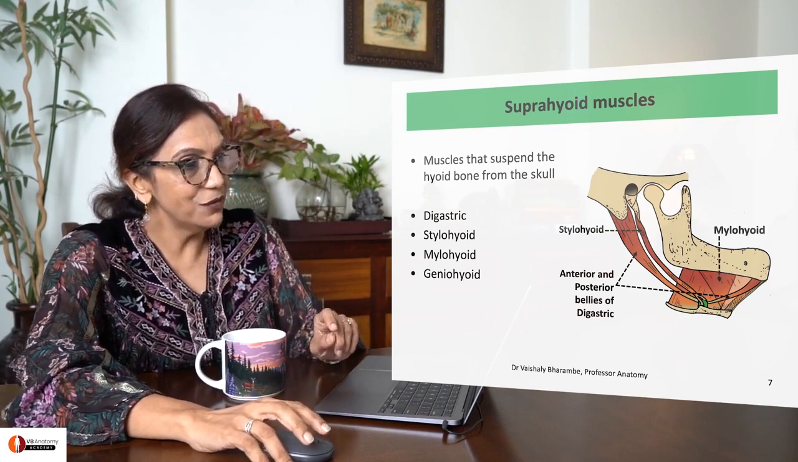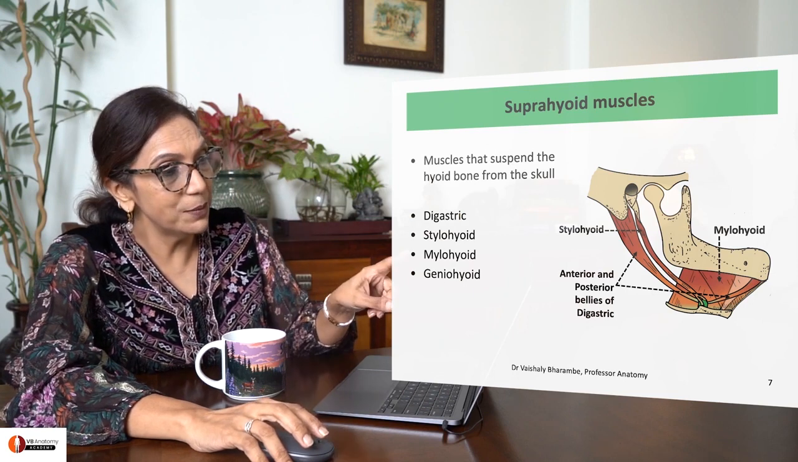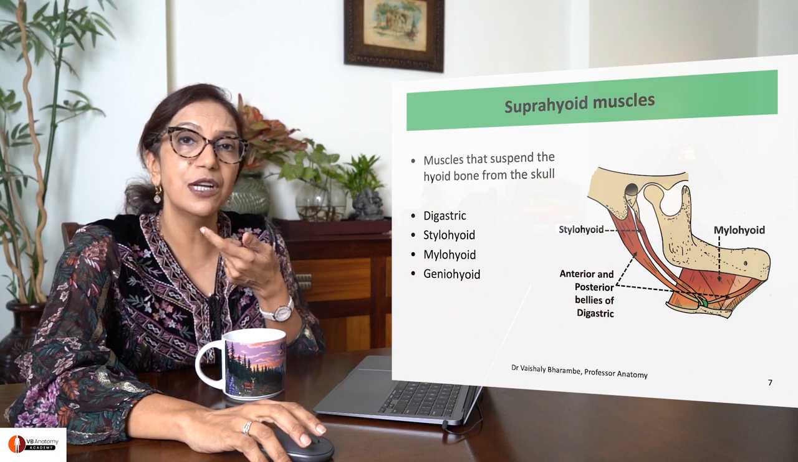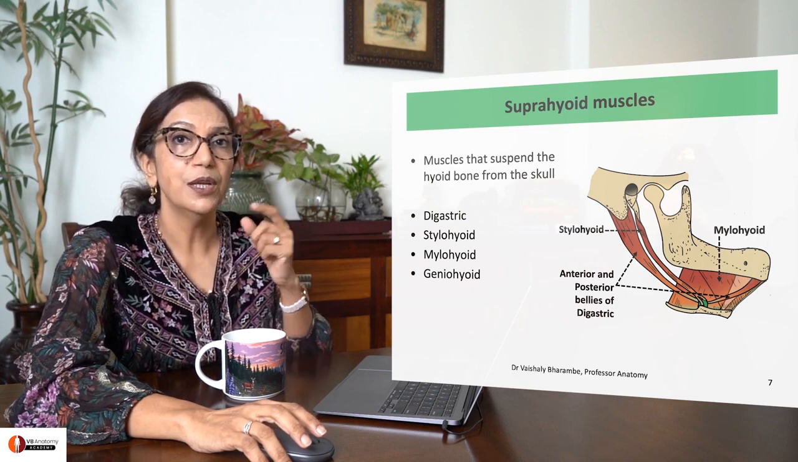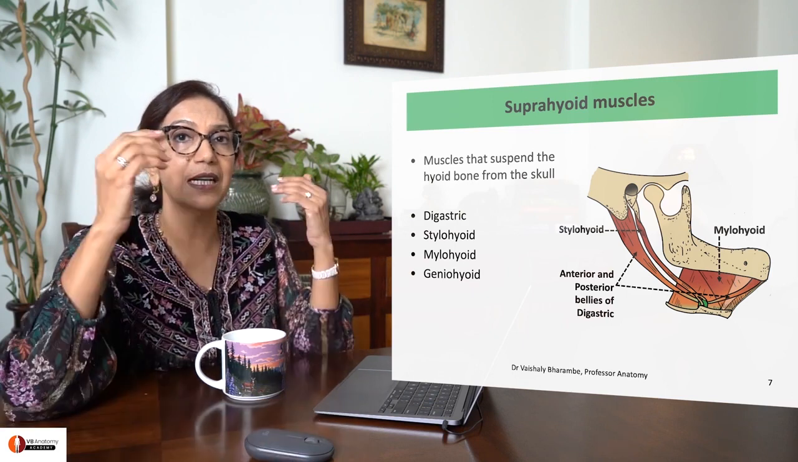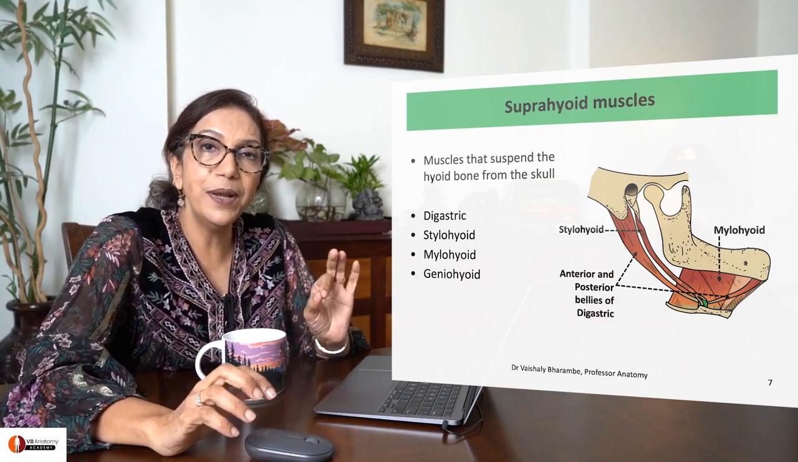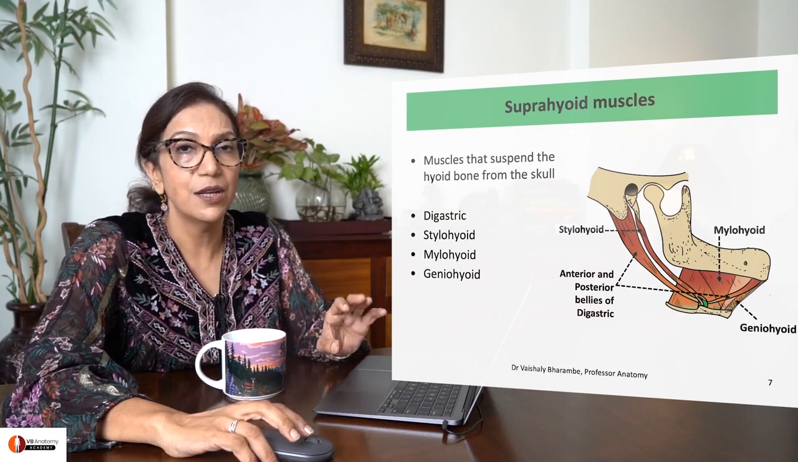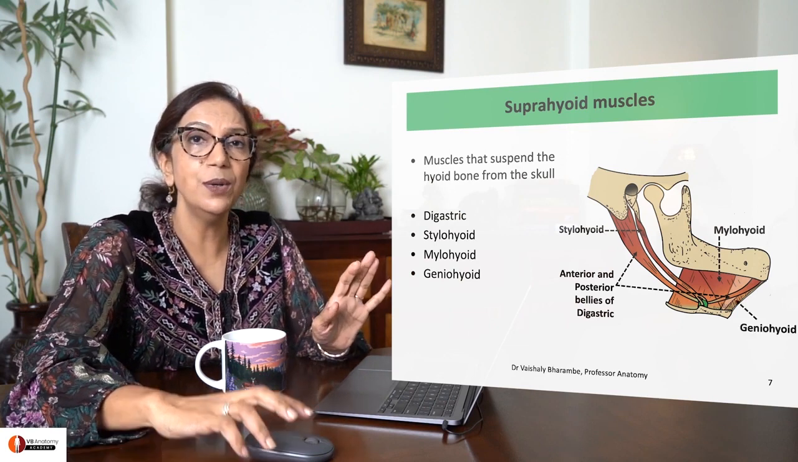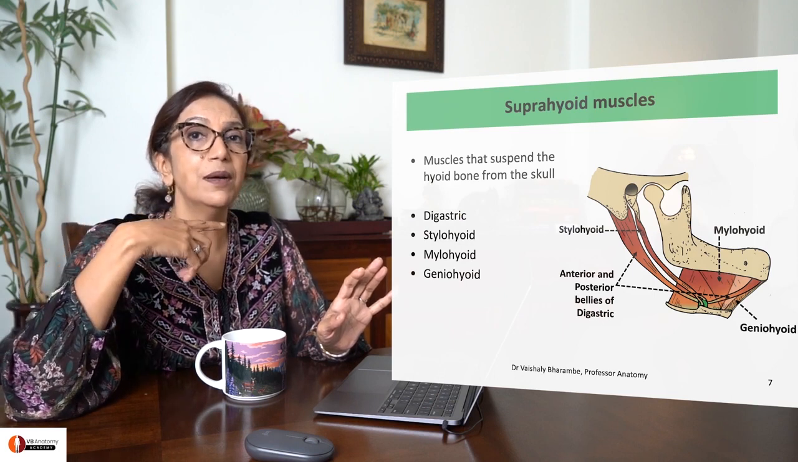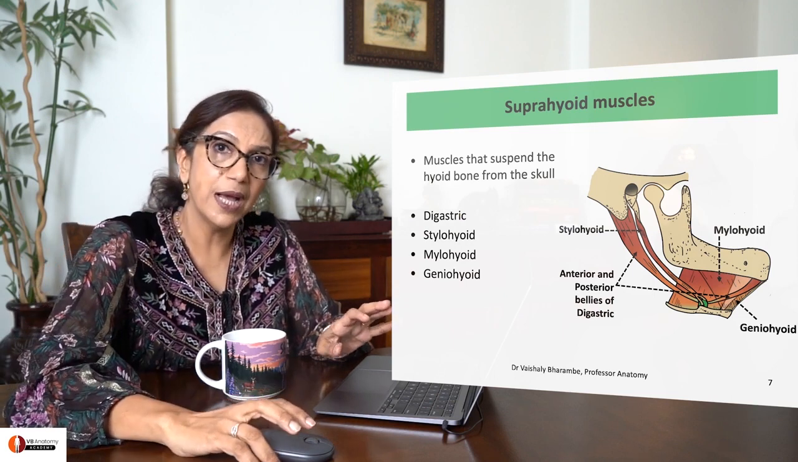And if you look carefully through the mylohyoid, you're able to see a muscle, the geniohyoid, going from the inferior genial tubercles to your hyoid bone. You saw that each muscle is attached above to the skull and below to the hyoid bone, holding the hyoid to the skull. What are the 4 muscles you learnt now? Anterior and posterior bellies of digastric, stylohyoid, mylohyoid, and geniohyoid.